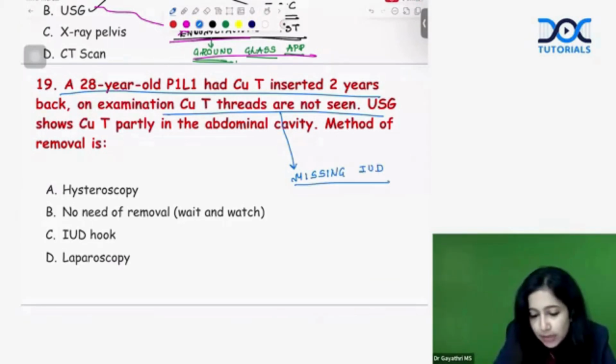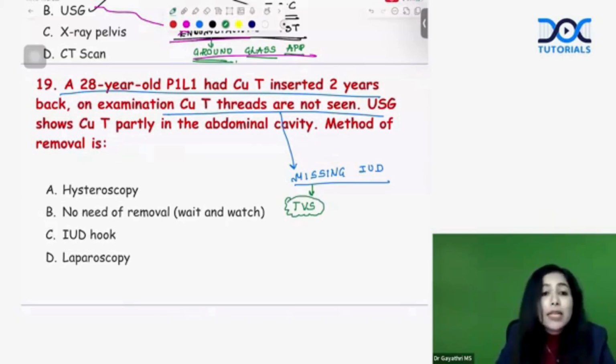Missing IUD, what is the initial investigation or investigation of choice that you will do? It is ultrasound. Which ultrasound? It is TVS. TVS, ultrasound can tell you three things.